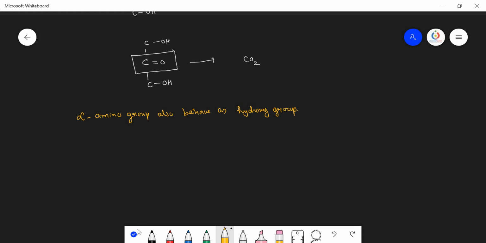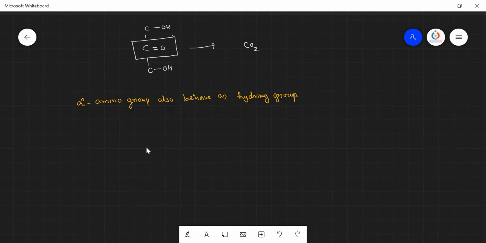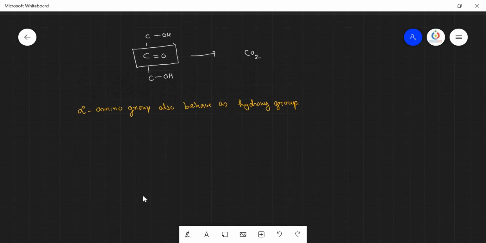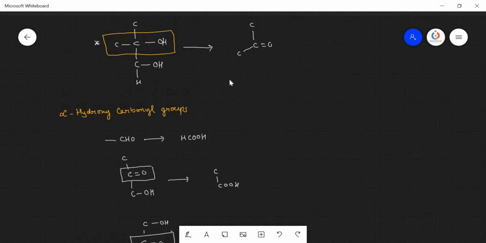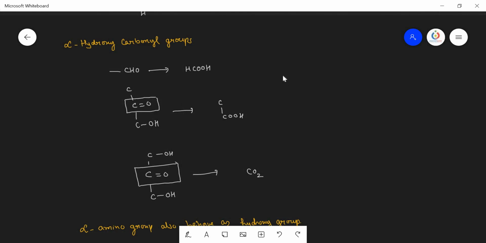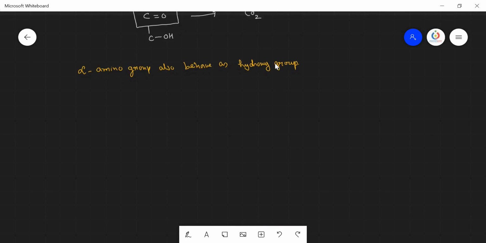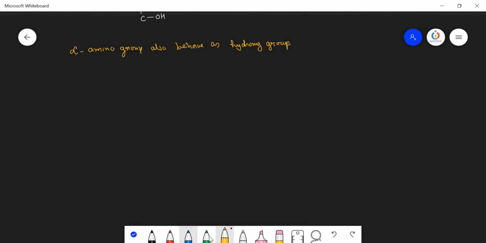You treat this amino group, NH2 group, also just like the hydroxy group. So how the hydroxy groups are being converted here, like aldehydes and ketones, the same thing you have to follow over here also. So now let us see some examples.